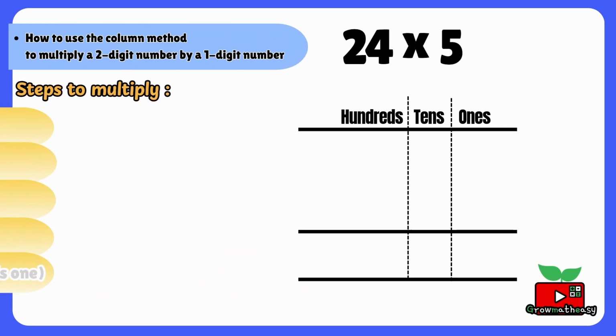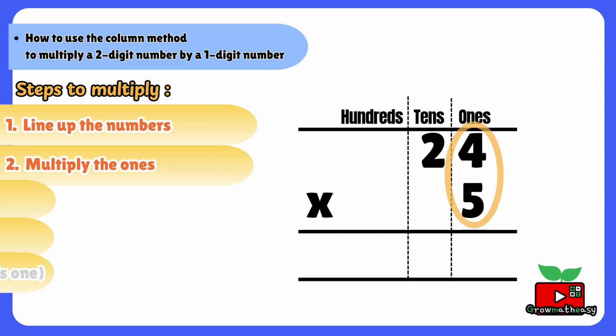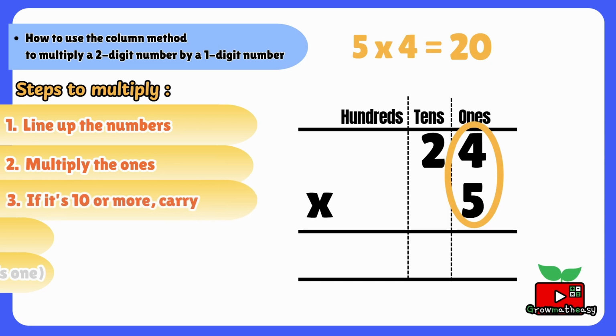Here's our first example, 24 multiplied by 5. Here are the steps to multiply. Step 1. Line up the numbers neatly in columns. Step 2. Multiply the ones. We can draw a little butterfly wing to help focus on the ones. 5 times 4 equals 20. Step 3. If the answer is 10 or more, carry. Here we write 0 in the ones place and carry 2 into the tens column.